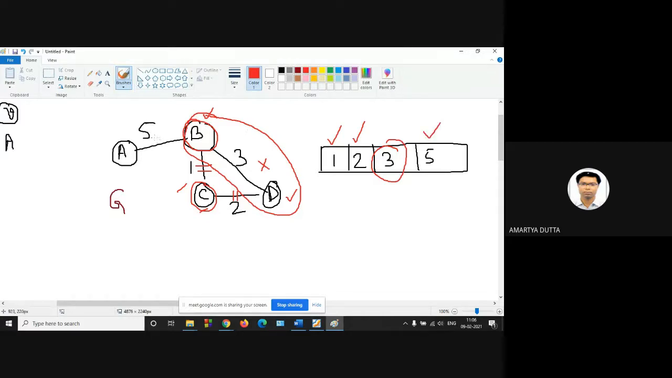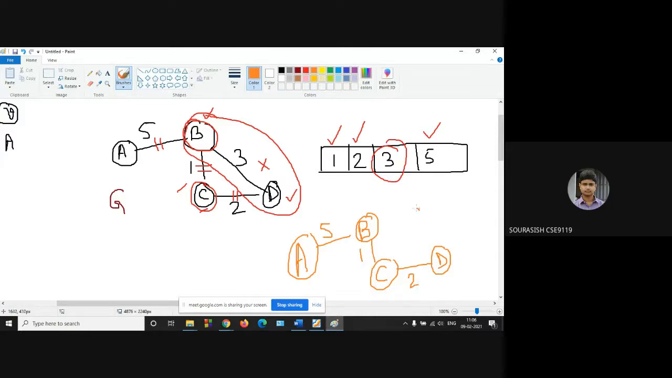So 5 is the last edge. So what is the minimum spanning tree of the given graph? You can draw this in this way. So A, B, C, and this is your D. Can you find out the weight of the minimum spanning tree of the given graph? 8. Any query, please clarify.